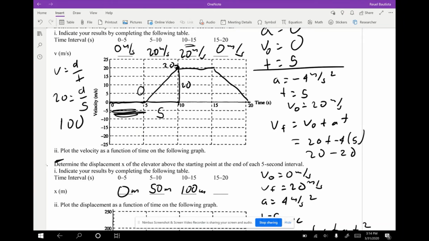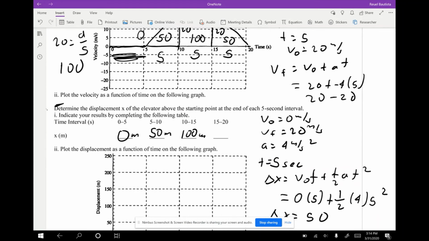Okay. So part two of part B is saying plot the displacement as a function of time on the following graph. We know from 0 to 5 seconds there was, again, 0 displacement. My line looks like this. We know at 10 seconds, we'll be at 50 meters. And we know at 15, we're going to go up another 100.